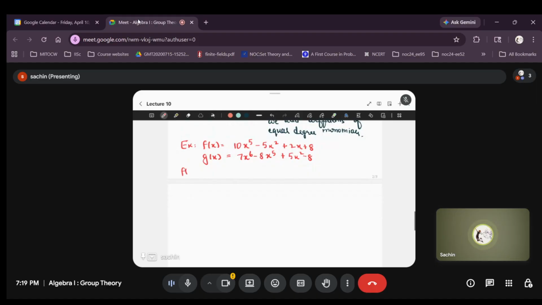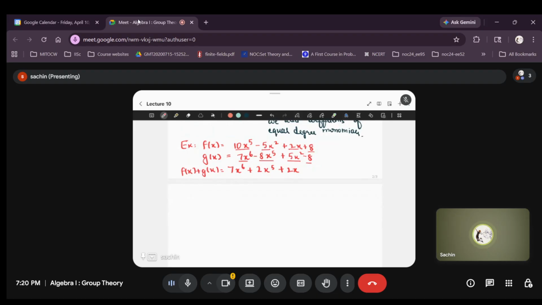Then the sum of f and g would be 7x^6 plus, here you have 10x^5 minus 8x^5. That sum would be 2x^5. Now plus 5x² and minus 5x², those will cancel out. Then you have 2x. Then you have plus 8 and minus 8, those will cancel out. So the sum is 7x^6 plus 2x^5 plus 2x.